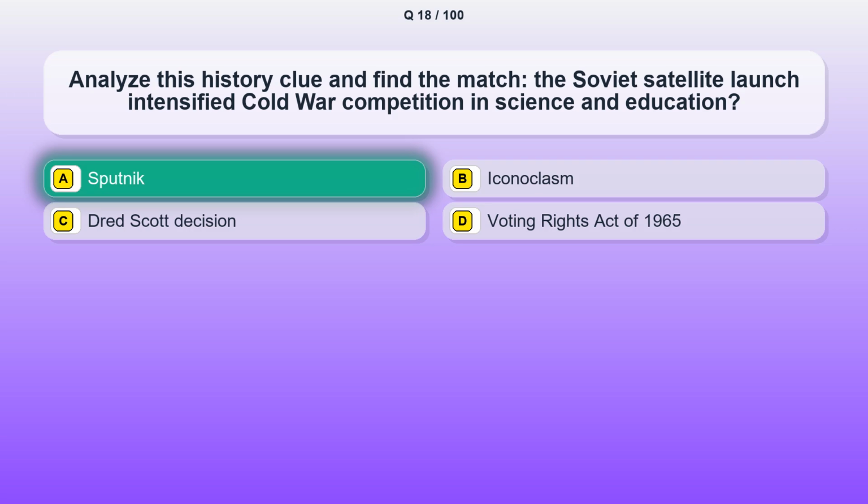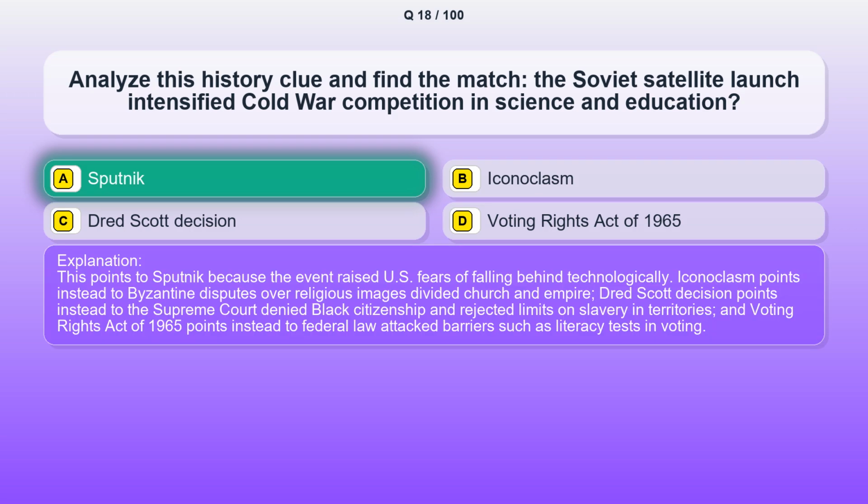The correct answer is option A, Sputnik. This points to Sputnik because the event raised U.S. fears of falling behind technologically. Iconoclasm points instead to Byzantine disputes over religious images divided church and empire. Dred Scott decision points instead to the Supreme Court denied black citizenship and rejected limits on slavery in territories. And Voting Rights Act of 1965 points instead to federal law attacked barriers such as literacy tests in voting.